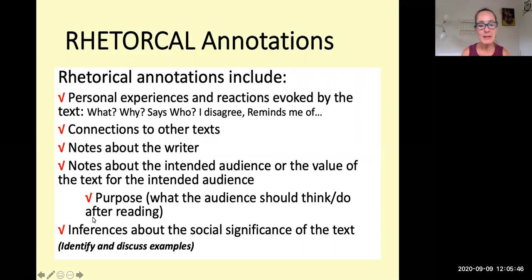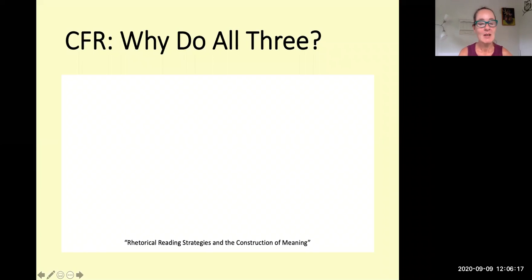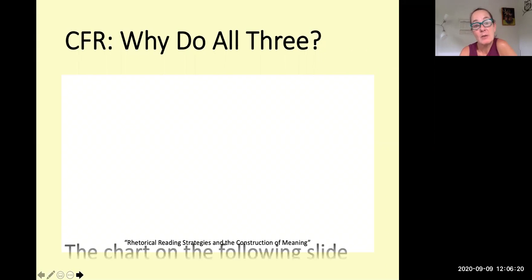And then also rhetorical annotations include inferences about the social significance of the text, right? So you might think about like, this is a really interesting point about Black Lives Matter, right? Like, this is a new point, and obviously this is socially significant because, right? So depending on the subject matter, you got to think about how this subject is impacting the world beyond this little text or video or song, or fill in the blank, fill in the genre there. So content, form, rhetorical, why do all three?